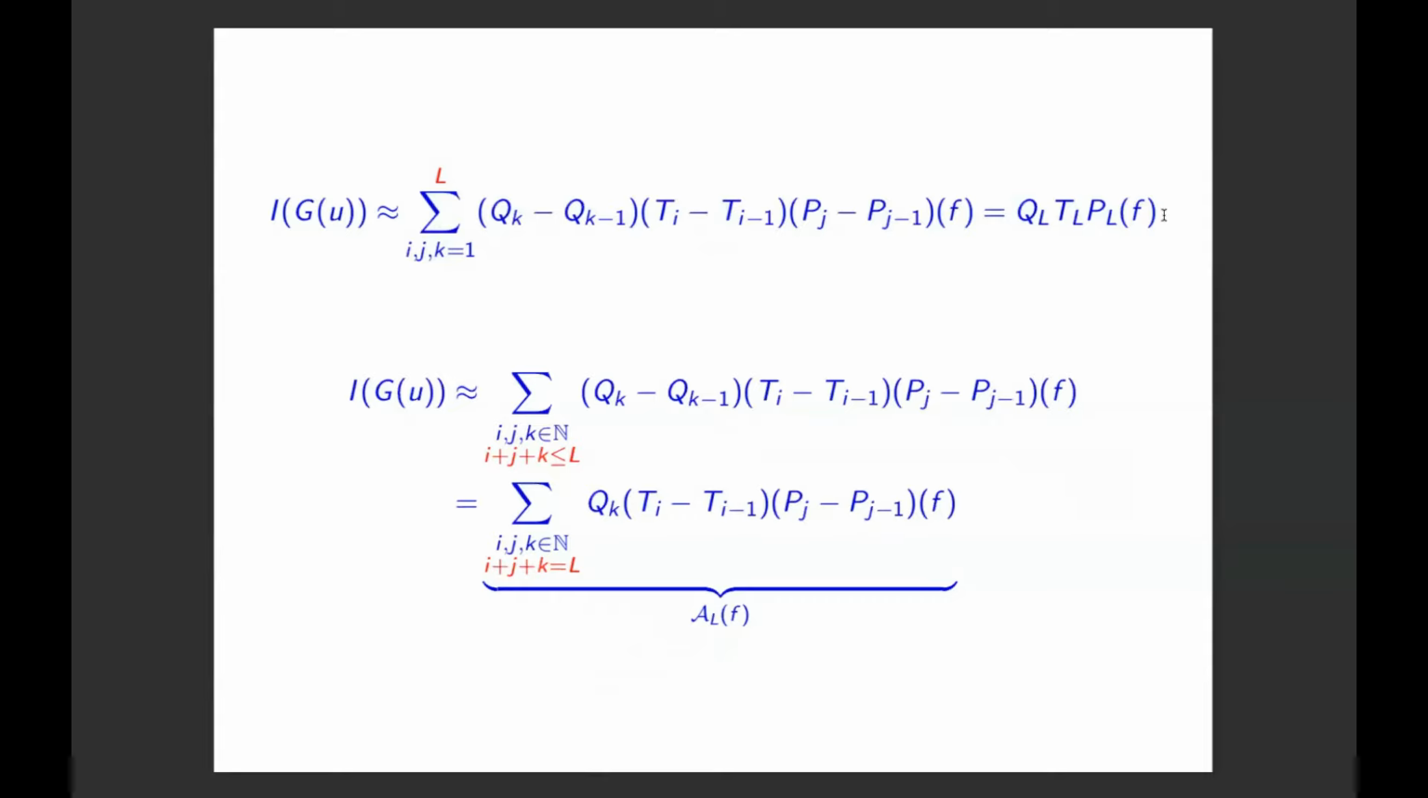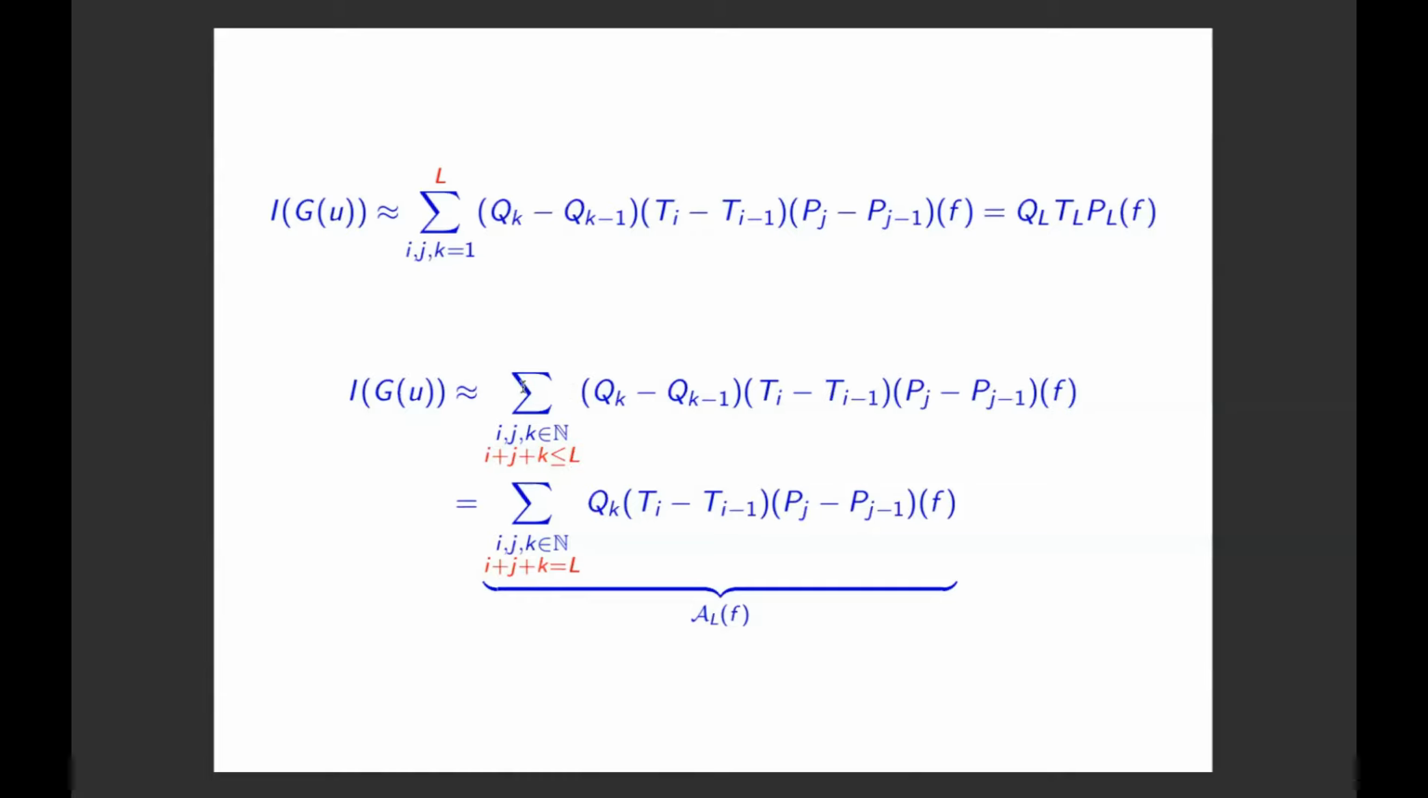Now we can also truncate this infinite triple sum in a different way, namely the following. We have i, j, k in N, such that the sum i plus j plus k is smaller or equal to some L.